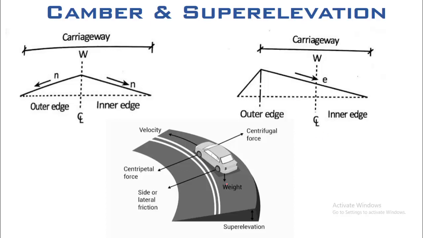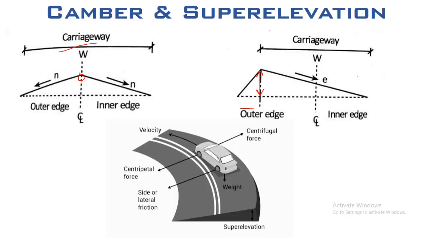Okay, as you can see over here, if the car is traveling over the super elevation, the outer edge is elevated, only the outer edge is elevated from the inner edge, then this type of structure is called super elevation. And if both edges are lower than the center level of the road, then it is called camber. Okay, so super elevation is very important.